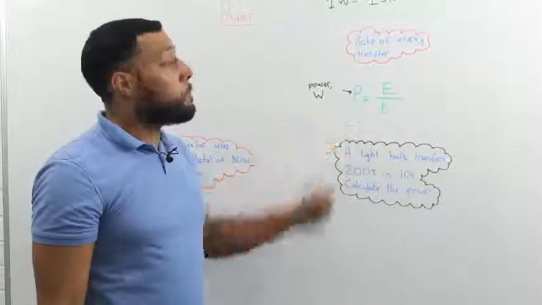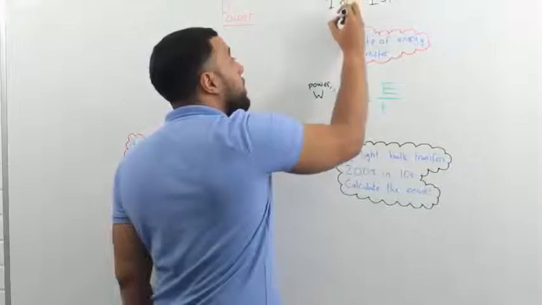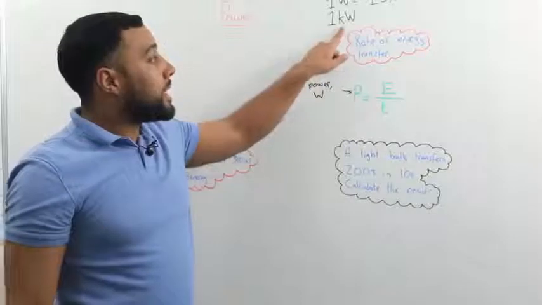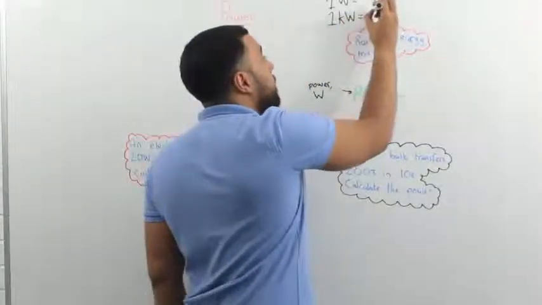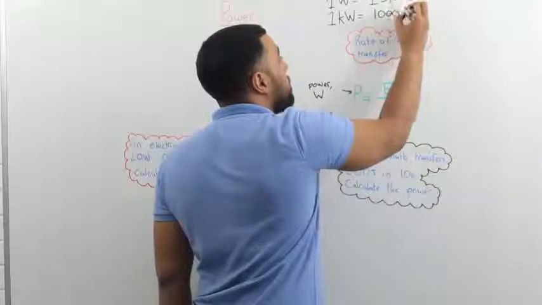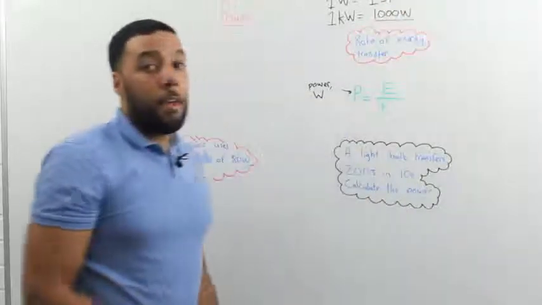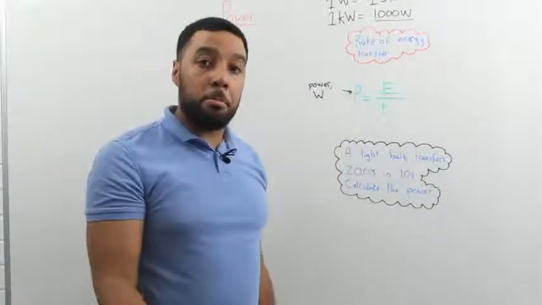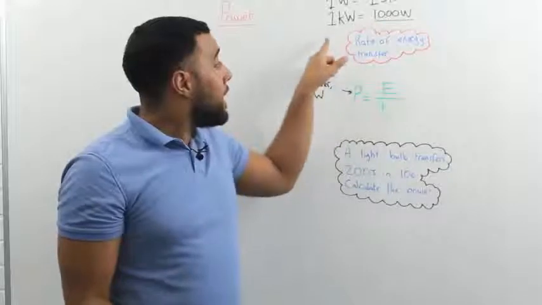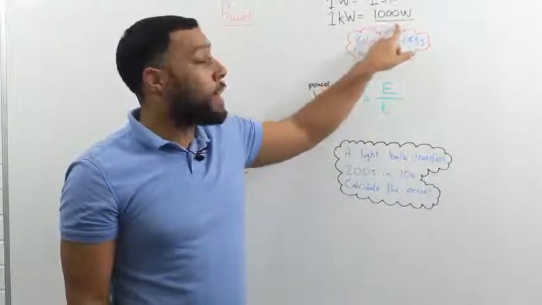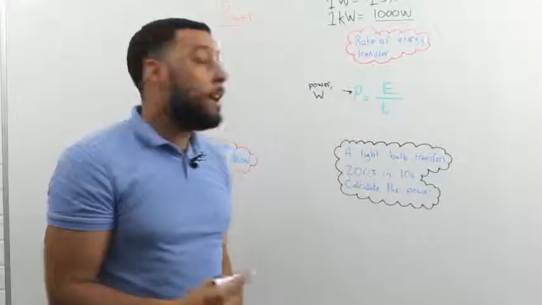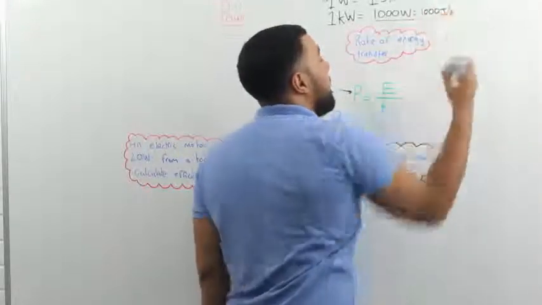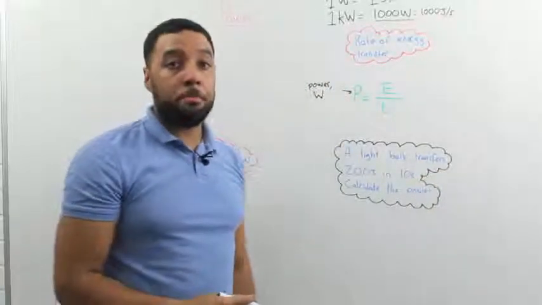But we can also measure power in a unit called the kilowatt. And 1 kilowatt is equivalent to 1,000 watts. If you think of a kilogram, it's 1,000 grams, or a kilometer is 1,000 meters. Well, a kilowatt is just 1,000 watts. This just means that there's 1,000 joules of energy being transferred per second.